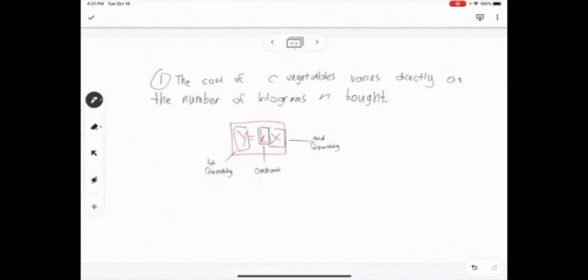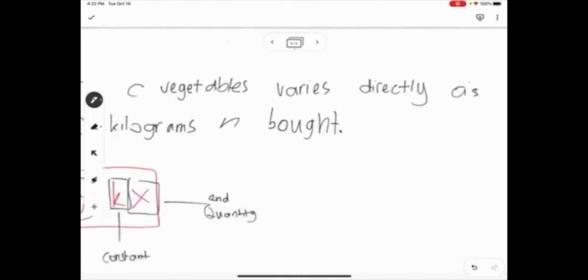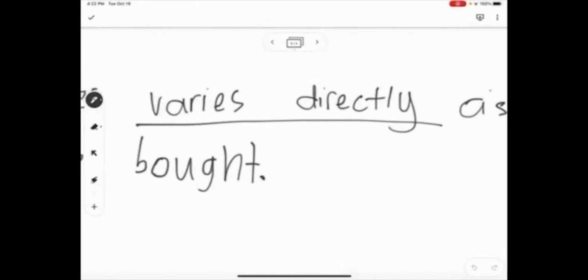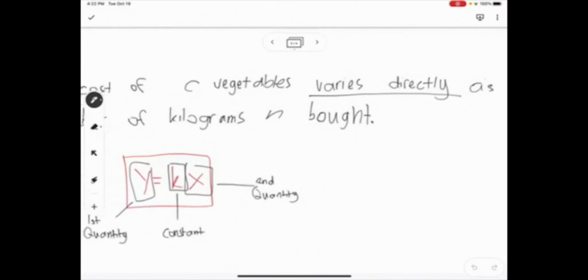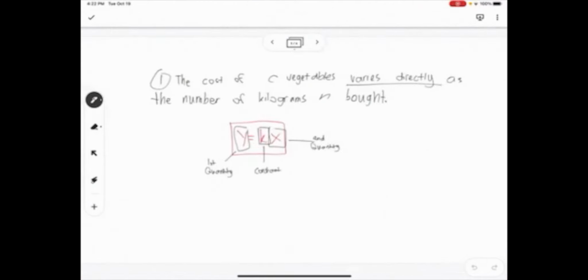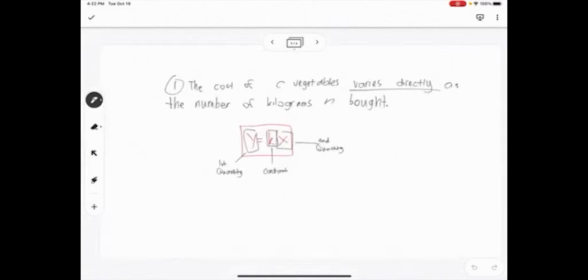Now that I have labeled the parts, let's try and answer. Let's read again. The cost of vegetables varies directly as the number of kilograms n. But before you answer, let's try to remember the inverse and the direct variations. If you remember, it says here varies directly, and the formula for direct variation is the one that I wrote, y equals kx. The next thing we're going to do is to substitute the quantities.